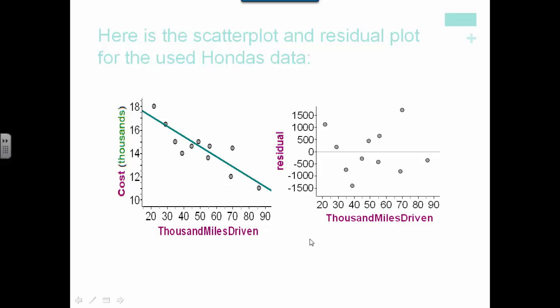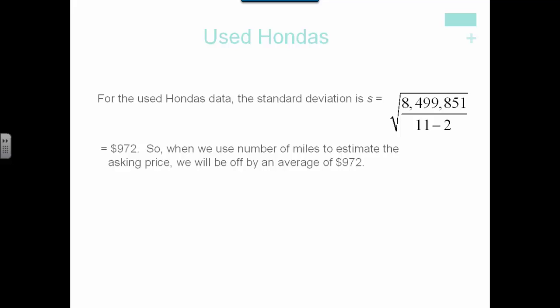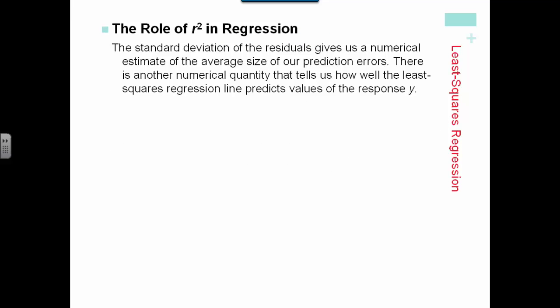Then here's the scatter plot and residual plot for the used Hondas data. For the standard deviation, we take the square root of our, remember we had 11 observations, so minus 2, and then this was our sum of the values, so we get 972. So when we use the number of miles to estimate the asking price, we will be off by an average of $972. So the standard deviation of residuals gives us a numerical estimate of the average size of our prediction errors.